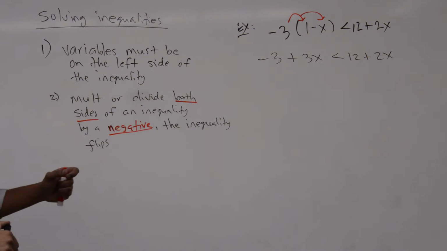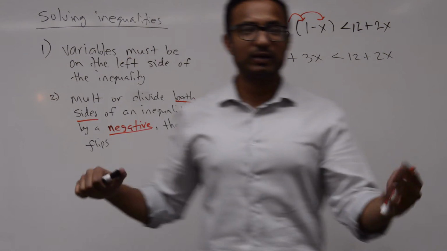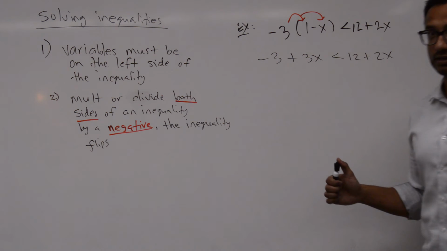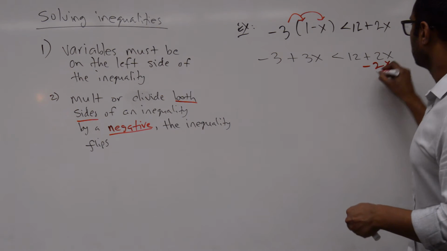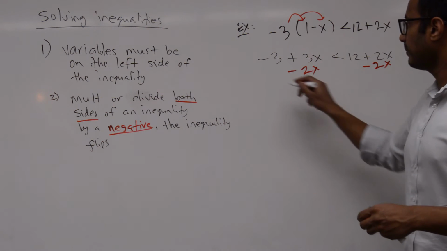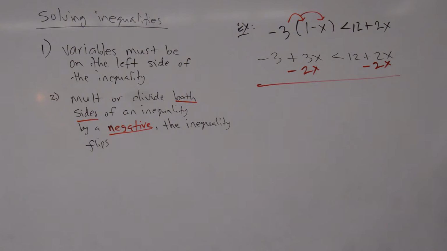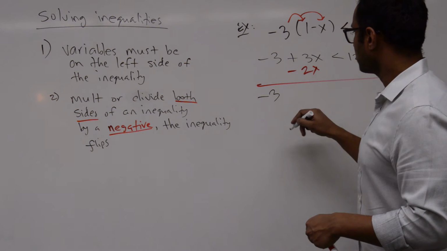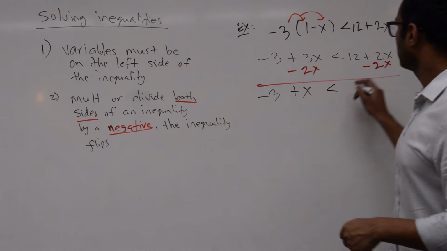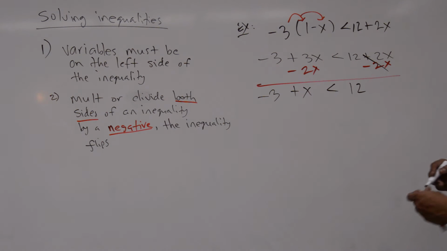Now normally, we can put the variables on the left side or the right side of an equation. But because we have an inequality, the variables have to go on the left side. They cannot be on the right side. So we get negative 3, 3x minus 2x gives you 1x, and that's going to be less than 12.